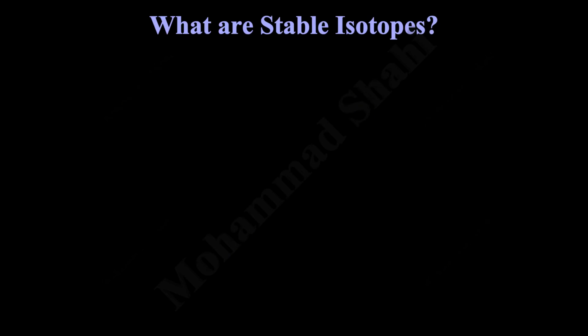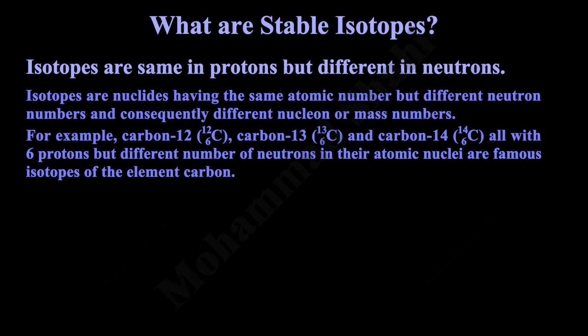Atoms of an element all have the same number of protons in their atomic nuclei, but they can have different numbers of neutrons. Atoms of an element with different numbers of neutrons are considered to be isotopes or isotopic nuclides of each other. In other words, isotopes is a term for nuclides having the same atomic number but different neutron numbers and consequently different nucleon or mass numbers.